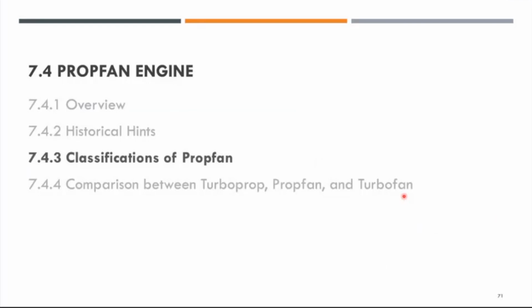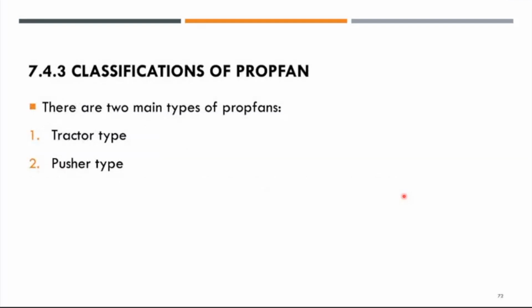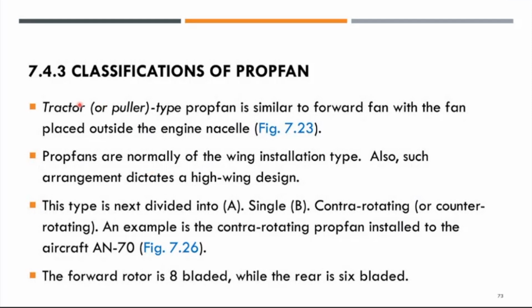Classification of Propfan. Our next segment for Propfan engine, 7.4.3. There are two main types of Propfan. One is the tractor type and the other one is the pusher type. With regard to the tractor type, or known as the puller type of Propfan, it sits forward of the fan at the front. The function is a forward fan with the fan placed outside the engine nacelle. We will show it in figure 723.